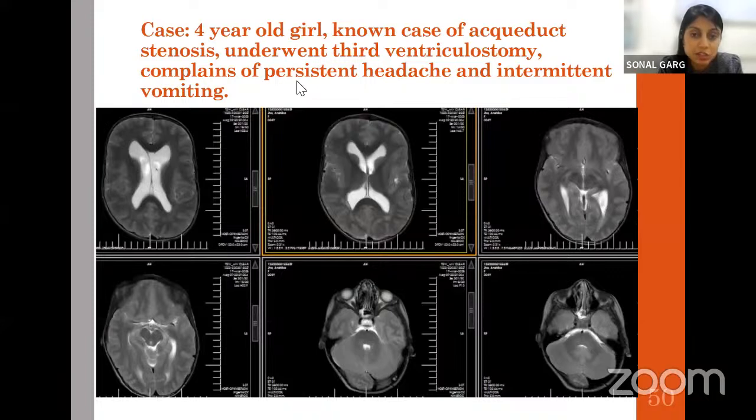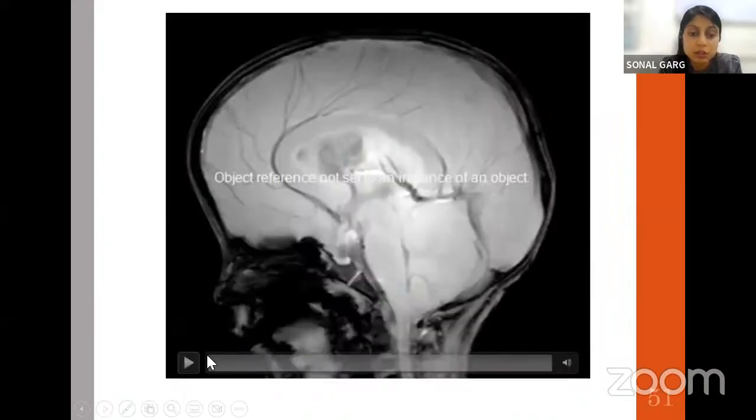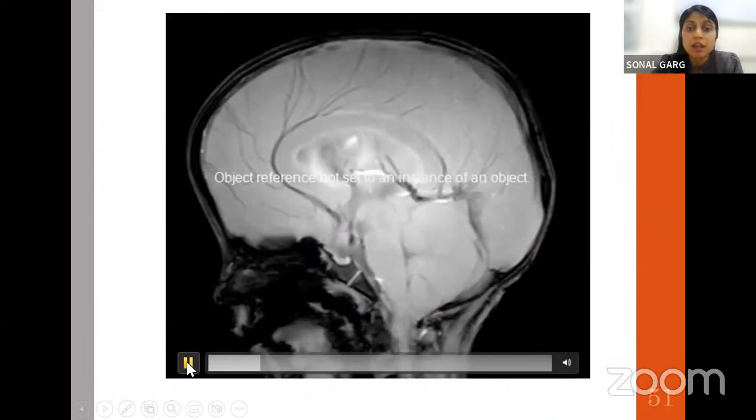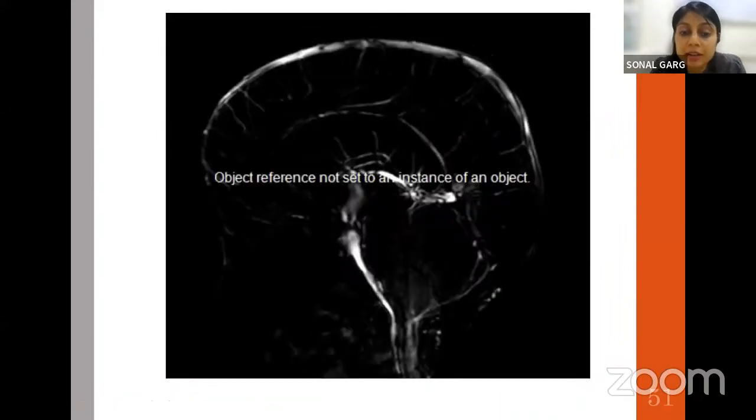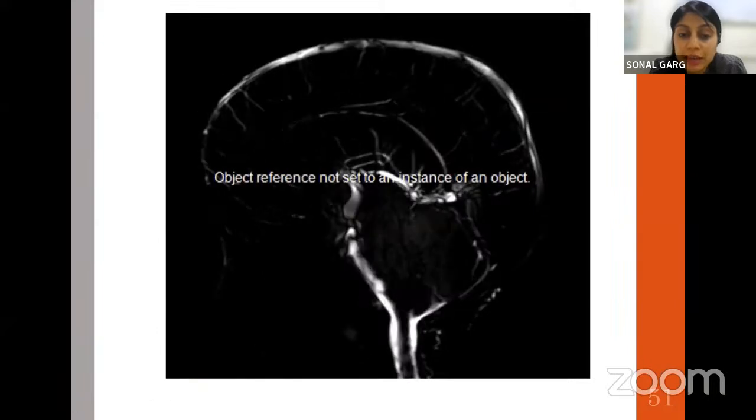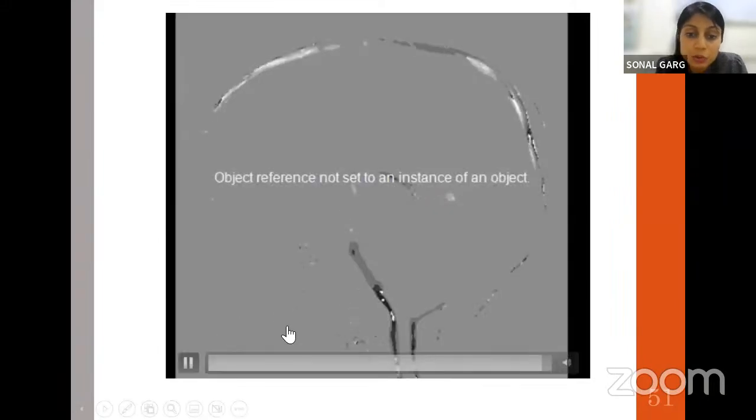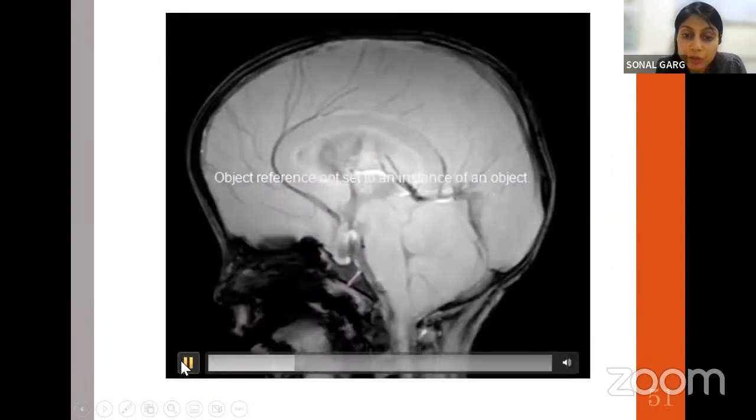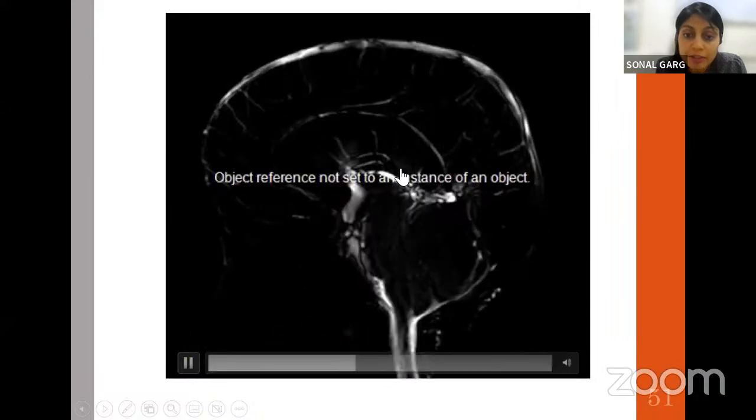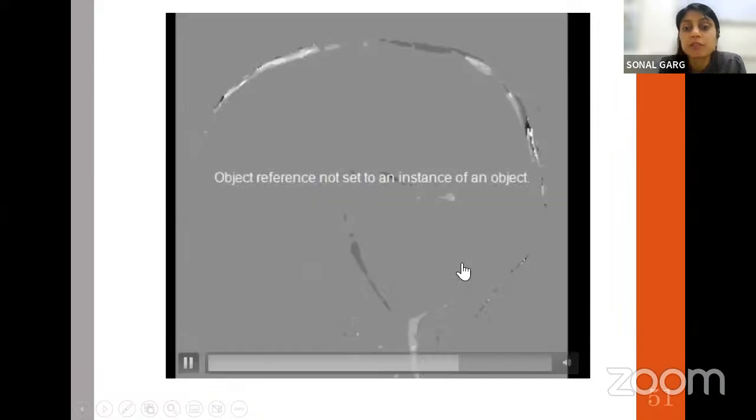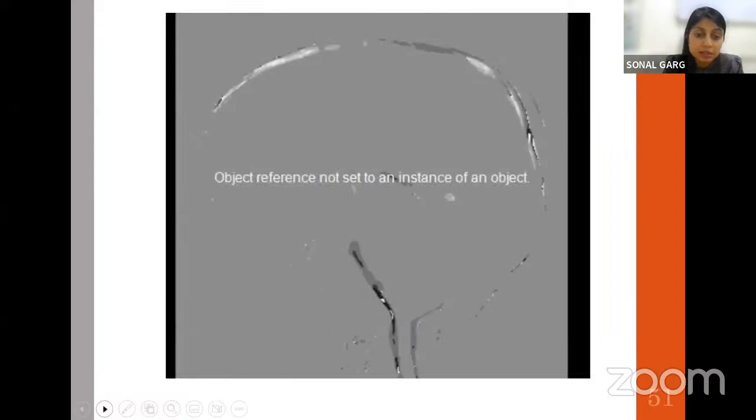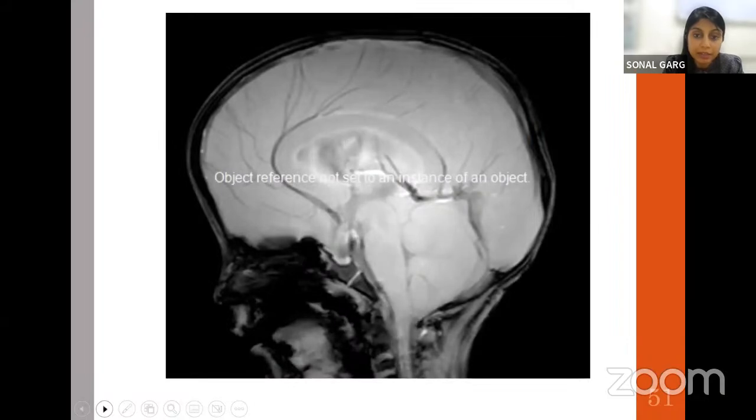Anybody has any suggestions? Okay, so we do this test called the CSF flowmetry. So here we are studying real time the dynamics of the CSF flow. And as you can all see, the majority of the CSF is flowing in the anterior premedullary and the suprasellar cisternal space. And there isn't very good flow through the third ventricle into the fourth ventricle. So we may want to reconsider going in and taking care of this.